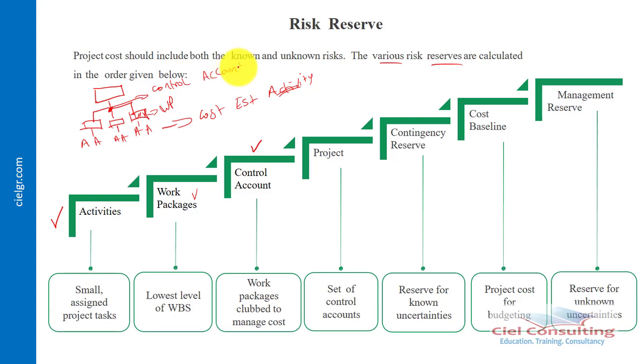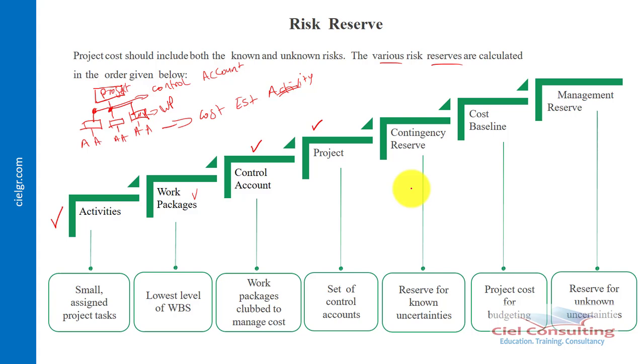Aside from that, we have our project estimate. Our project estimate simply refers to how much all of this will amount to. Don't forget that this is our project. So let's assume there are other control accounts. Let's say there is also another control account here. All of these control accounts put together will give us our project estimate. That's essentially what happens at the project level.